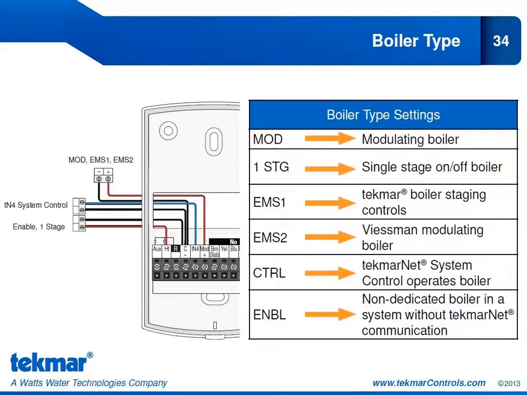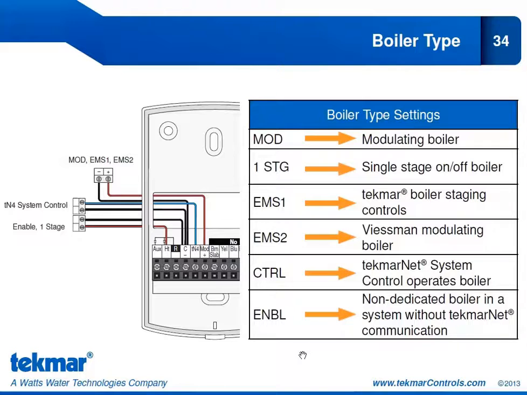There are 6 different boiler type settings. You can configure it for mod to operate a modulating boiler, 1 stage for a single stage on-off boiler, EMS1 output if you want to connect to a TechMar boiler staging control. So you could use this output and go from the 654 to a 275, for example. EMS2 if you're trying to operate a Viessmann modulating boiler. Control if the 654 is connected to a TechMar system control and it is that system control that is operating the boiler. And you can use enable.